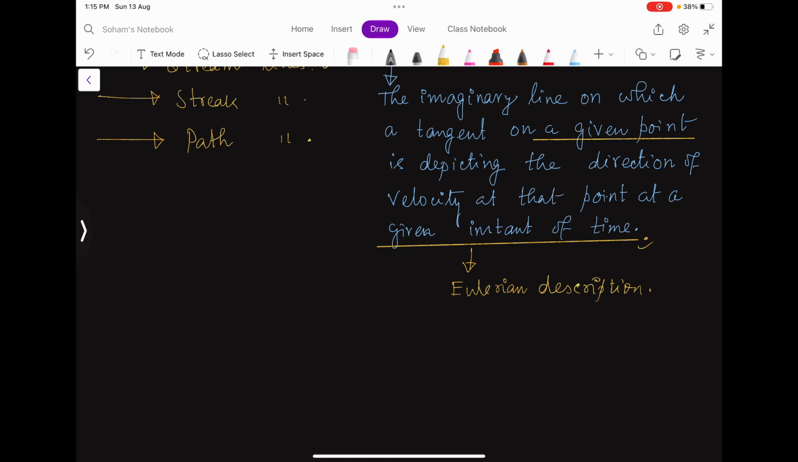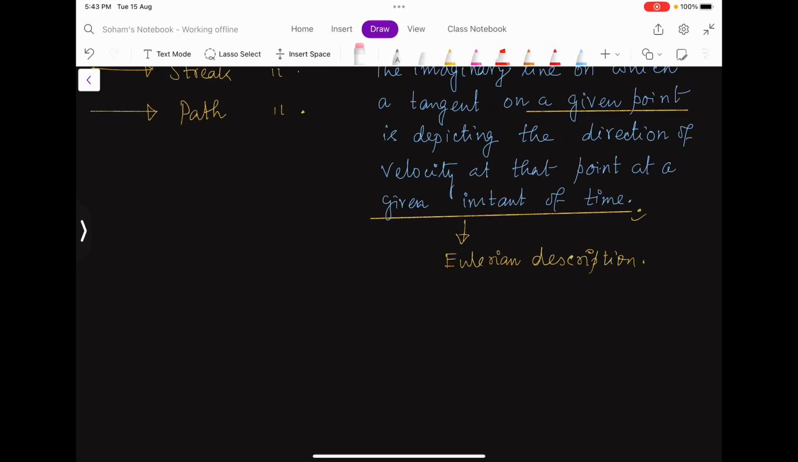So this was the definition of streamline. Now, if I have to derive some equation of streamline in terms of the flow parameters, then what can I do? Let us assume that this is a curve, and this curve is depicting the path of the fluid molecules at a given instant of time. So remember, this is very important, that at a given instant of time. So let us say that this is a streamline.